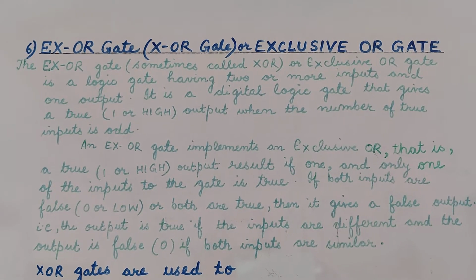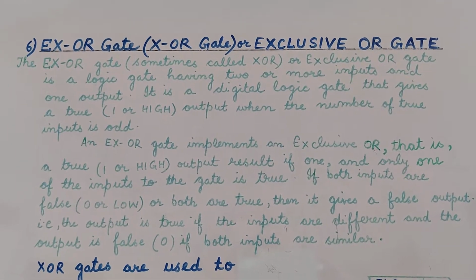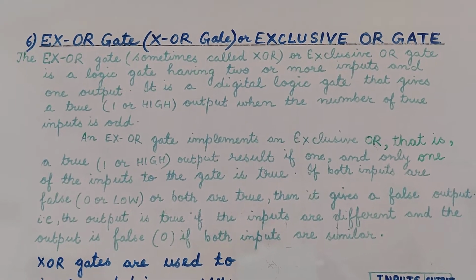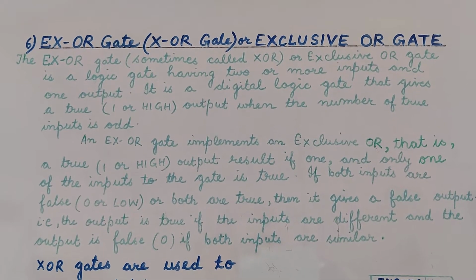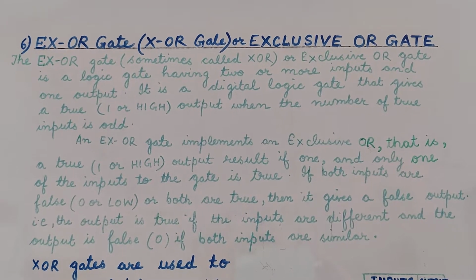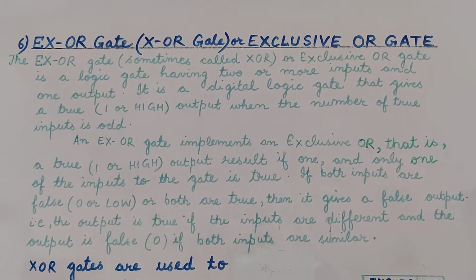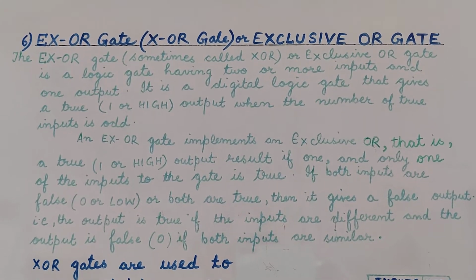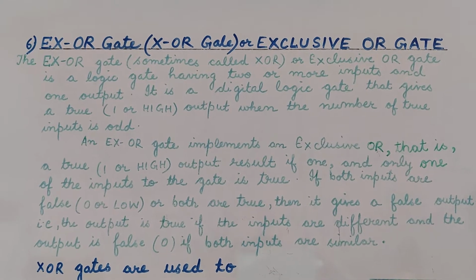Till now we have discussed 5 types of logic gates, that is the AND gate, the OR gate, the NOT gate, the NAND gate and the NOR gate. We have also discussed how to draw the logic symbols of these gates, how to write their logic formulas and how to draw the truth table for 2 input and 3 input.